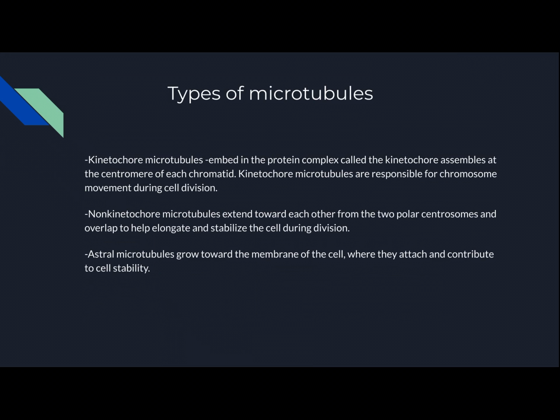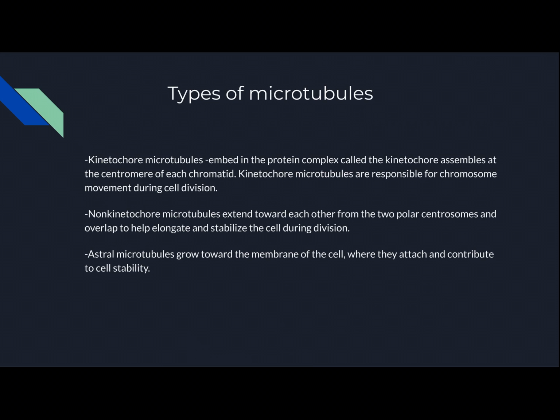Now let's talk about the types of microtubules. First we have kinetochore microtubules. They're embedded in a protein complex called the kinetochore, as we said, and they assemble at the centromere of each chromatid. The kinetochore microtubules are responsible for chromosome movement during cell division. Non-kinetochore microtubules extend towards each other from two polar centromeres and overlap to elongate and stabilize during cell division. And then astral microtubules grow towards the membrane of the cell, where they attach and contribute to cell stability.